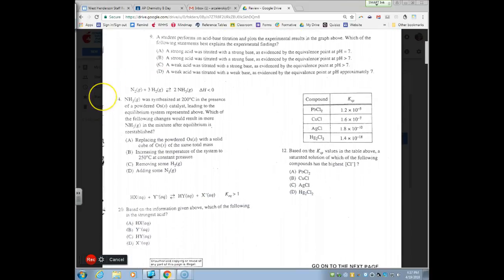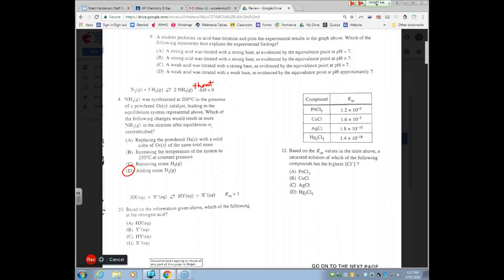Next, number 4, we're looking at the Haber process here. And for this question, the correct answer is D. So we're making some ammonia. Delta H is less than 0, so that means this is exothermic. So that means heat must be given off, so it is a product.